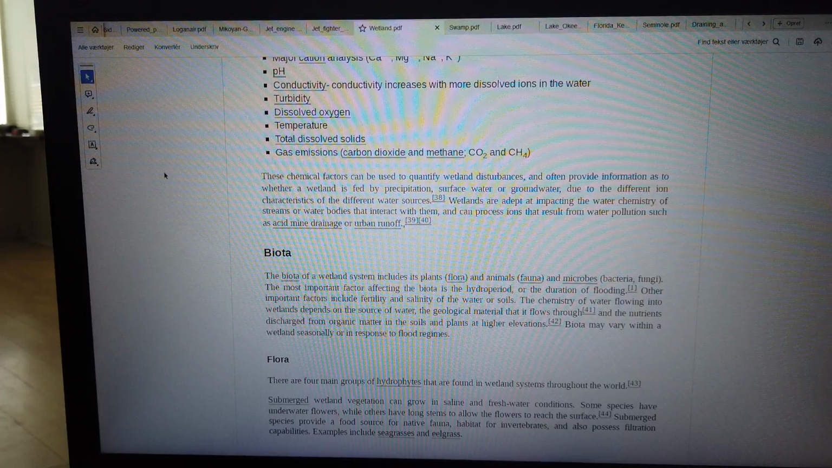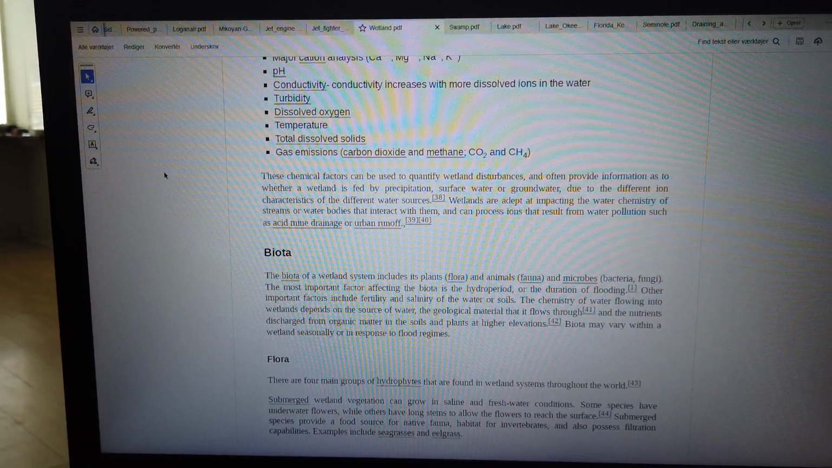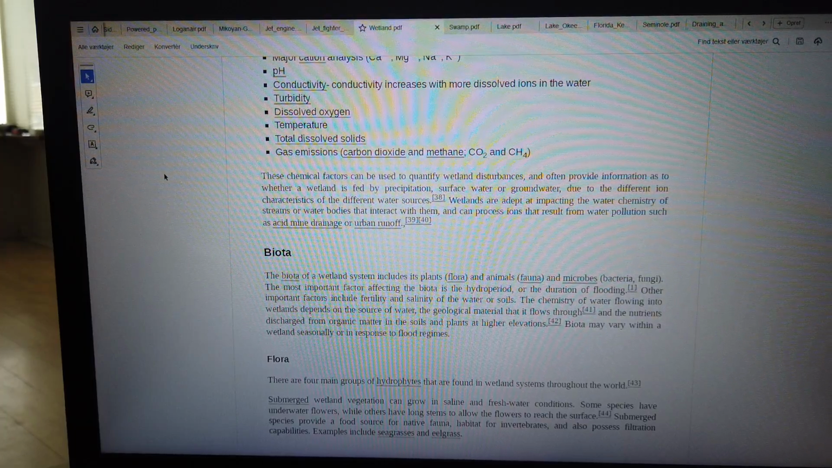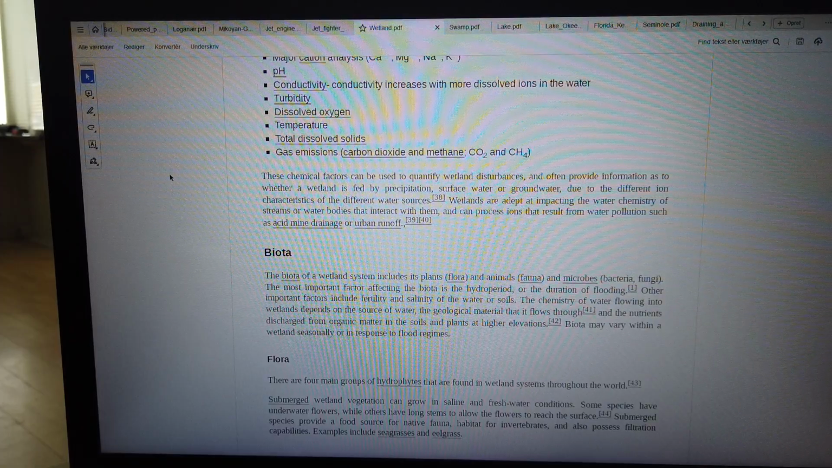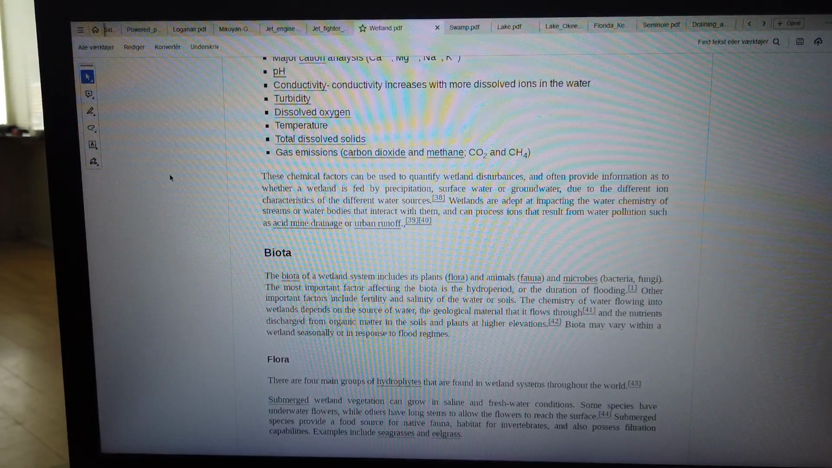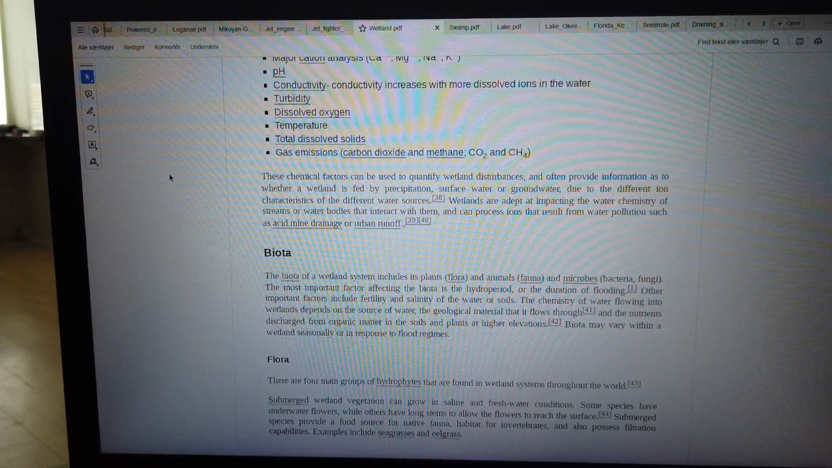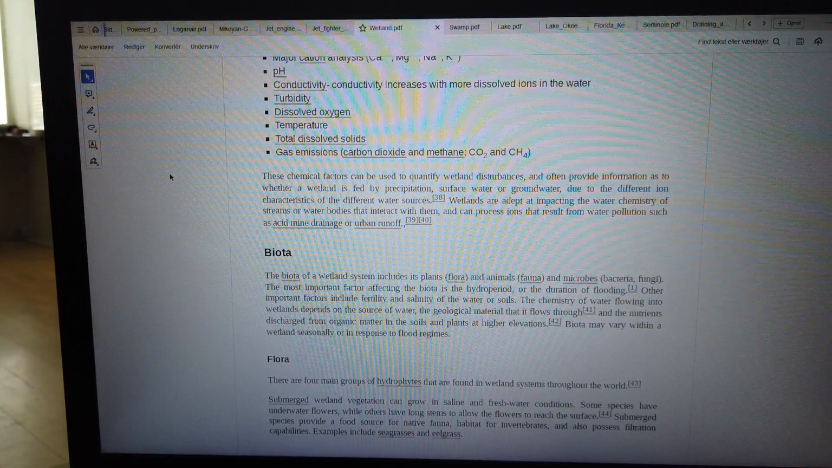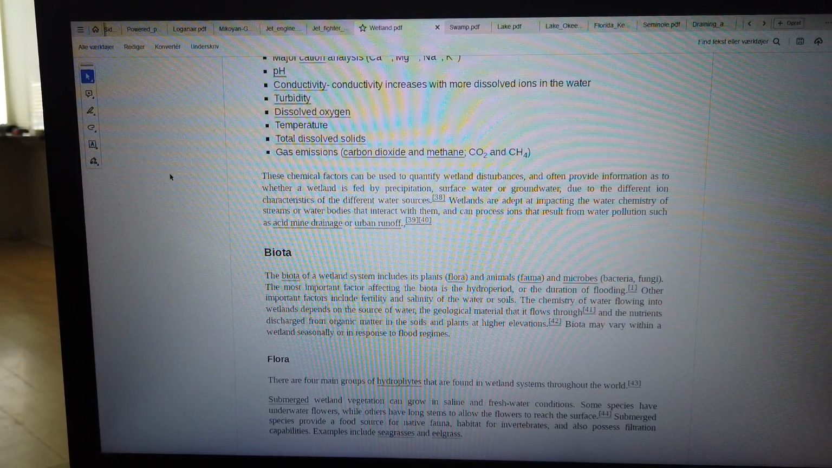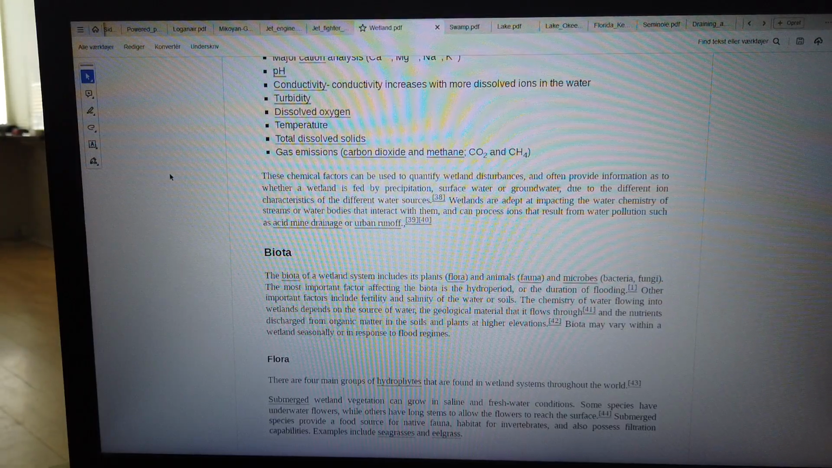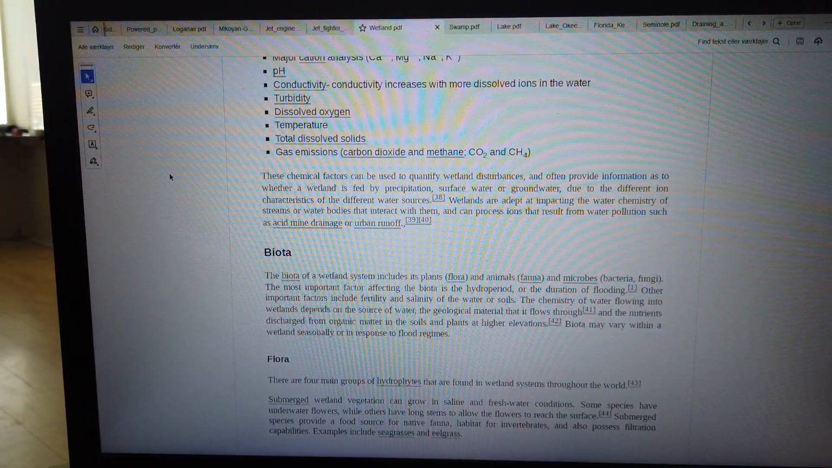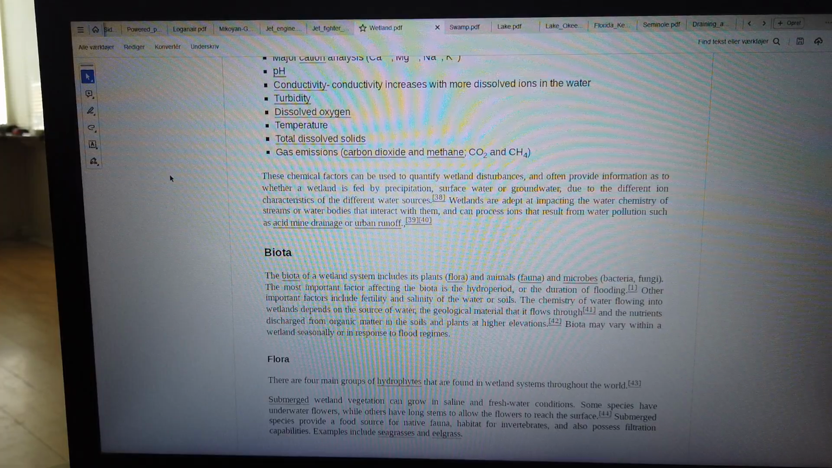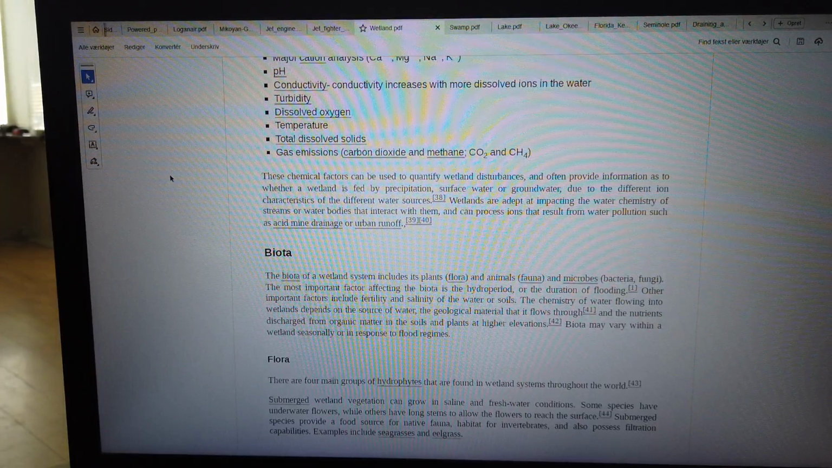Biota. The biota of a wetland system includes its plants, flora, and animals, fauna, and microbes, bacteria, fungi. The most important factor affecting the biota is the hydroperiod, or the duration of flooding. Other important factors include fertility and salinity of the water or soils.